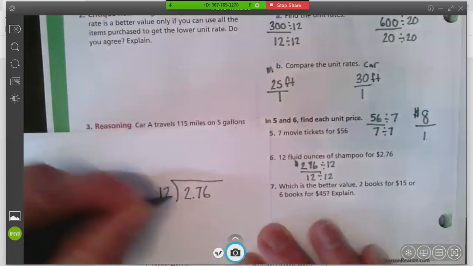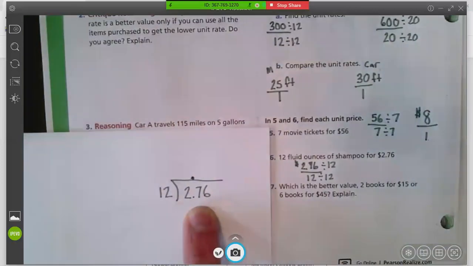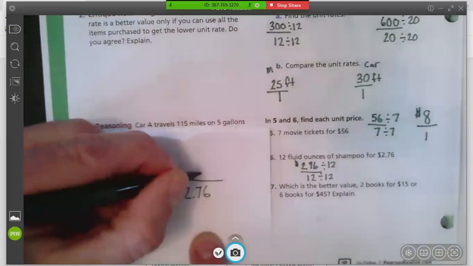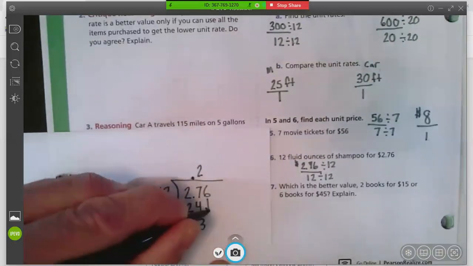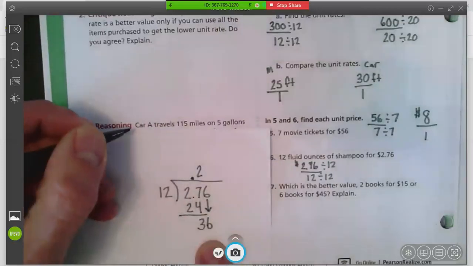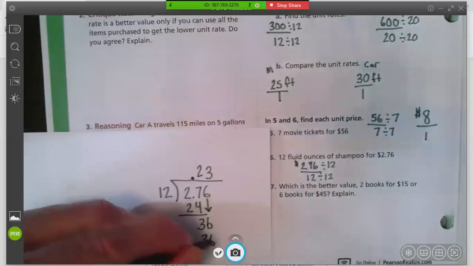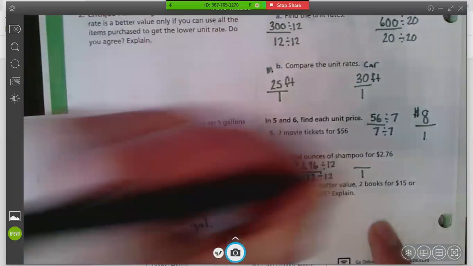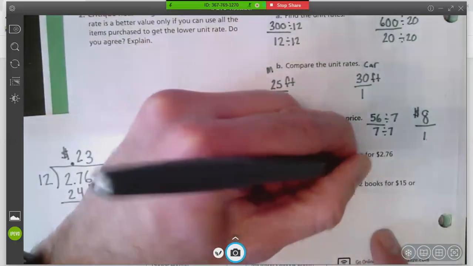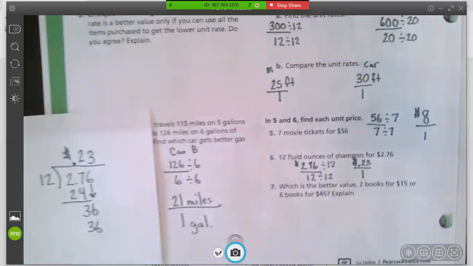$2.76 divided by 12. How many times does 12 go into 27? 2 times, which is 24. 3, bring down that. How many times does 12 go into 36? 3. 3 times 12 is 36. So our price per ounce, oh my goodness, is 23 cents. Next time you're washing your hair, just think about how much shampoo you put in your hand. Is that an ounce? That's about 23 cents an ounce.